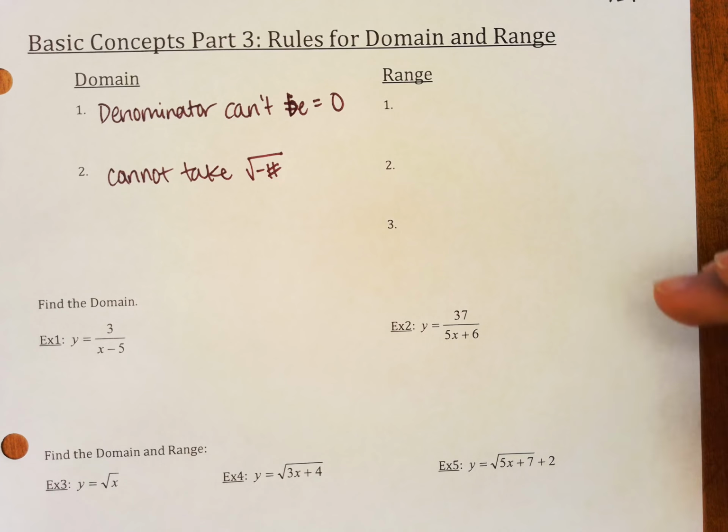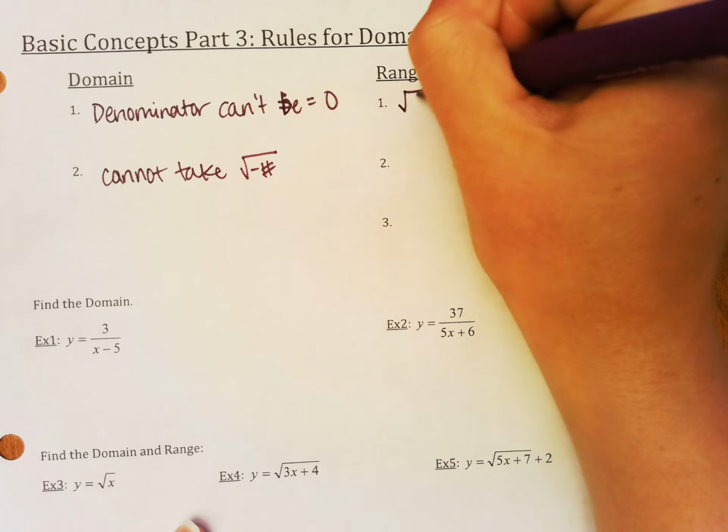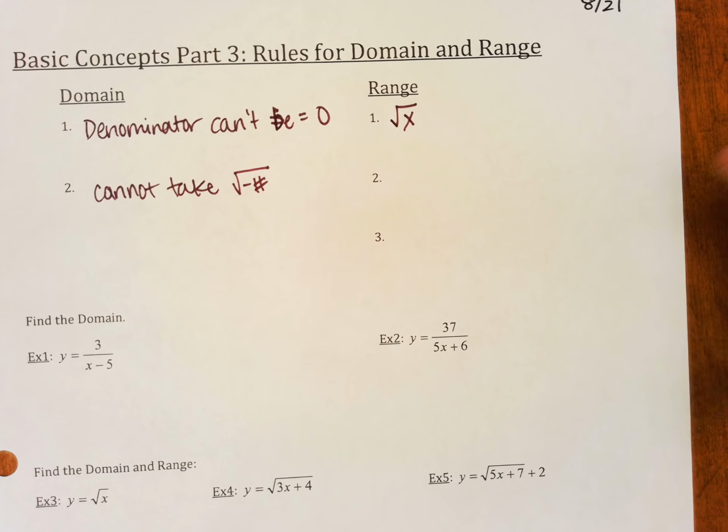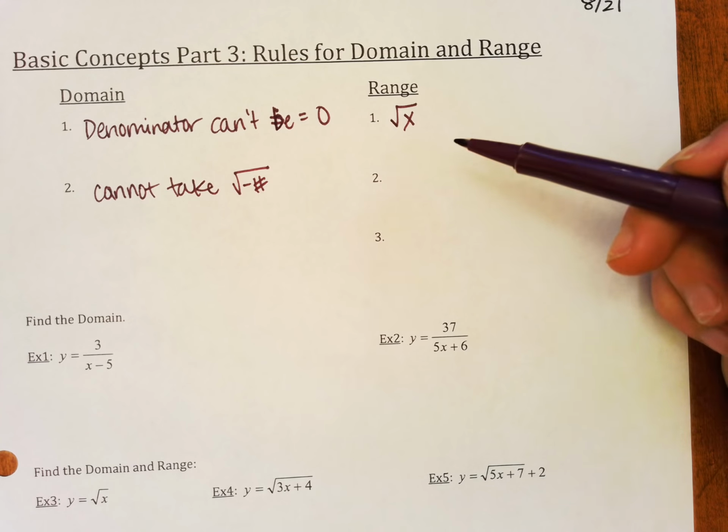Now, range again is what you're getting back out. So as I'm putting things into my function, what types of values am I getting back out? So the first one that I'm going to look at is the square root of x. Now, thinking about the square root of x, as I'm putting x values into that function, what kind of values am I getting back out? Am I getting back all values? Am I getting back negative numbers? Am I getting back decimals? And can I get back fractions? All that stuff. So the answer to that is pretty much yes.